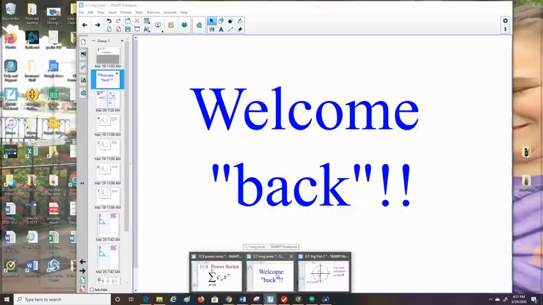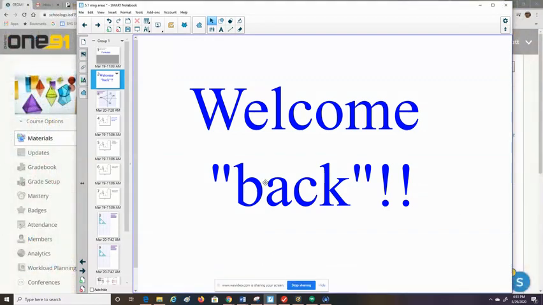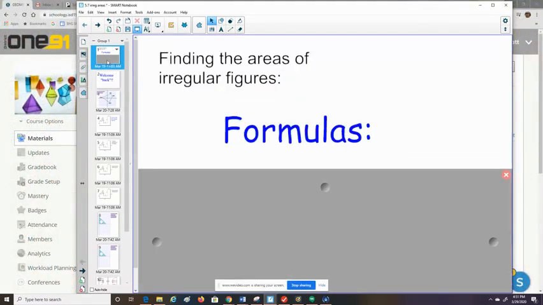The lesson for today, just a brief introduction I want to give you guys, is we're going to be doing irregular figures, which we've actually done a little bit already when we were doing circles and rectangles.